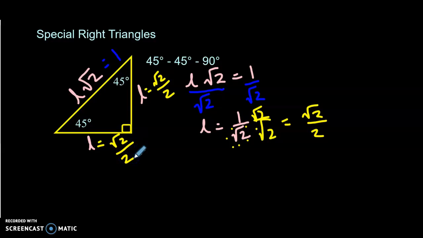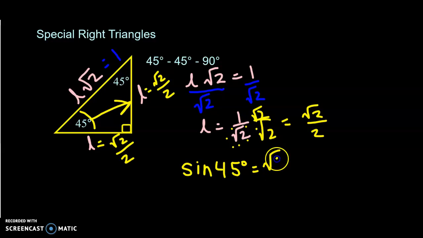So now our trig function, if we wanted to find sine of 45 degrees, sine is opposite over hypotenuse, and what's the measurement of opposite? Directly opposite is square root of 2 over 2, over the hypotenuse, which is equal to 1. So I'm just taking that, dividing it by 1, and it's just equal to square root of 2 over 2.